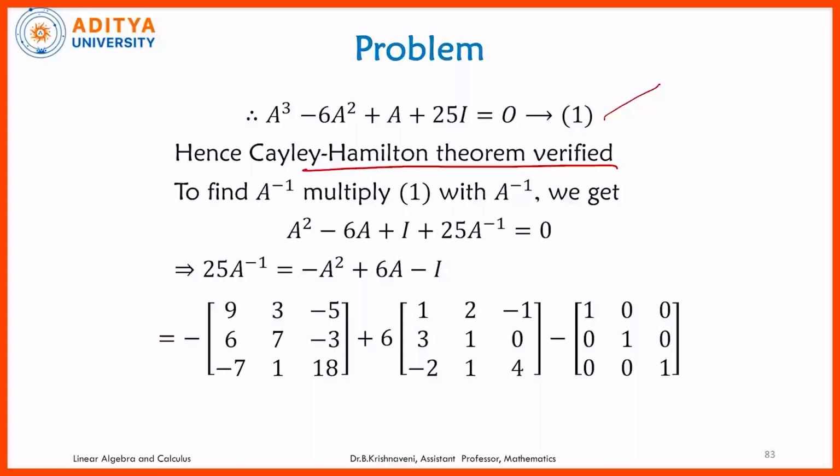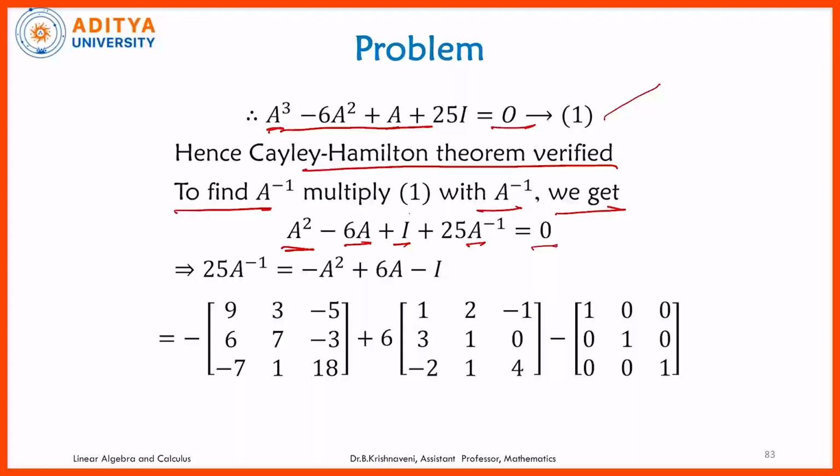Now we'll see how to find A inverse. To find A inverse, we multiply equation 1 with A inverse on both sides. We get A inverse into A cube, that is A square, minus 6 into A inverse into A square, which is 6A, plus A inverse into A, that is I, plus 25 into I into A inverse, that is A inverse, is equal to 0.